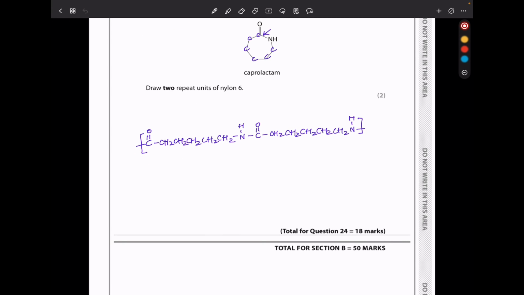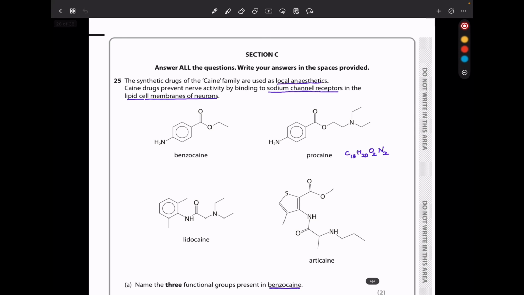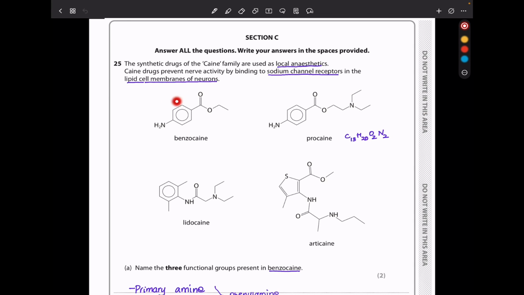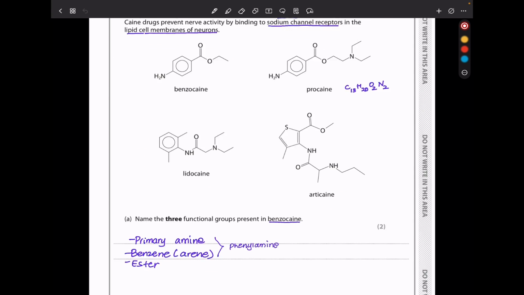So this brings us to the end of question 24. Let's continue to question 25. Question 25. The synthetic drugs of the caine family are used as local anesthetics. Caine drugs prevent nerve activity by binding to sodium channel receptors in the lipid cell membrane of neurons. So we have these specific structures in the caine family.